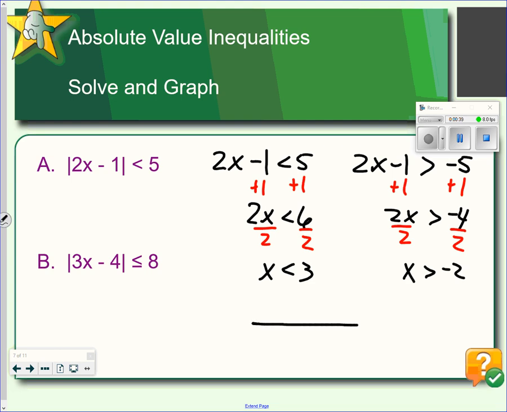And then we're going to graph that. So we start with 0 and 2 units to the left, 3 units to the right. We have a less than, so that's going to be an open circle on the 3 going left. We have a greater than, it's an open circle on the negative 2 going right. So it ends up being the shaded region between these two dots. You can try example B.